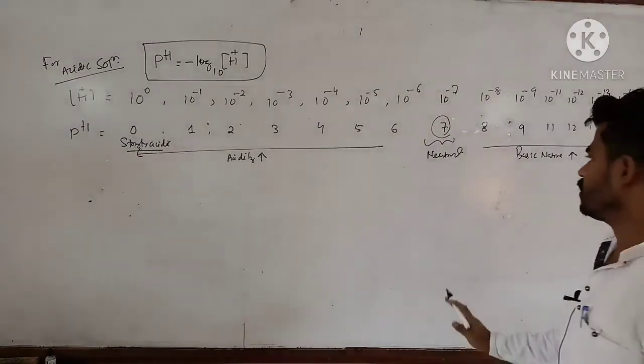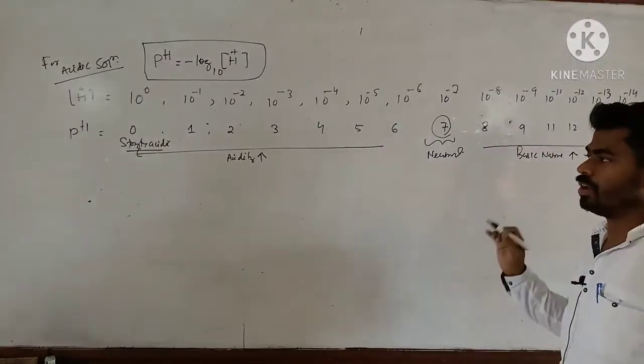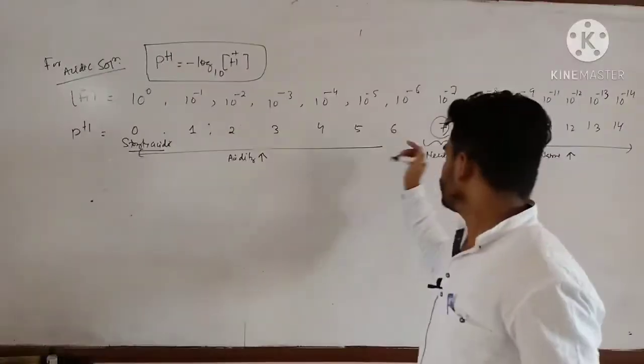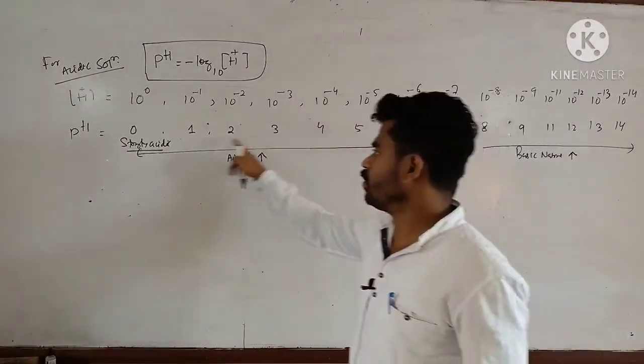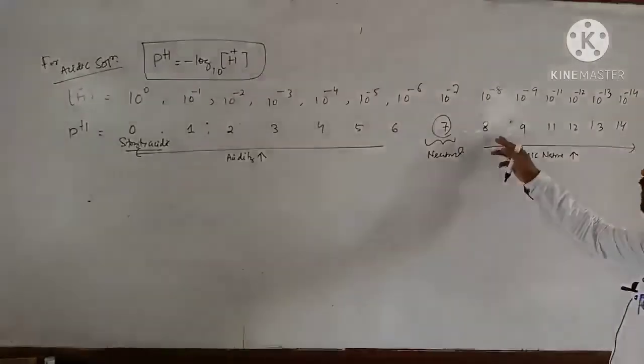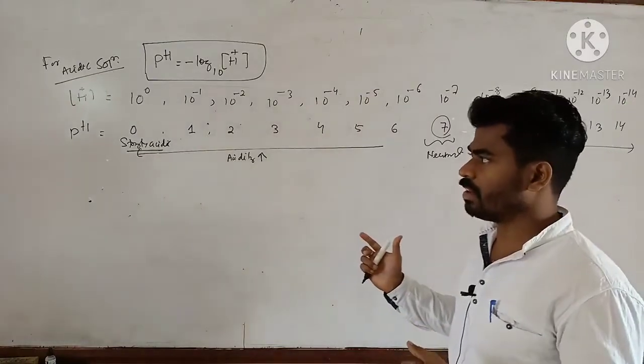So this is nothing but the representation of the pH scale. This is called the pH scale. From 7, this is neutral, and from 6 to 0, acidic nature increases, and here alkaline nature or basic nature increases. This is the representation of the pH scale.